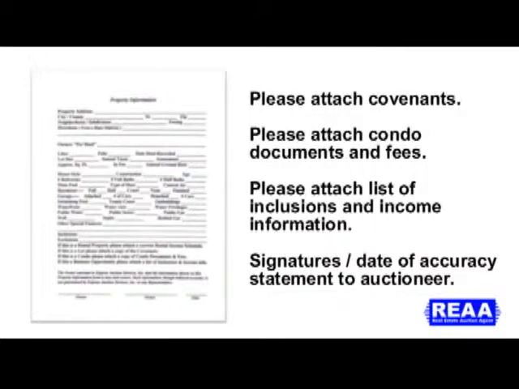The owner will warrant to Express Auctioneers that the information shown on this property information sheet is true and correct. Such information is believed to be accurate but is not guaranteed by the auction company or any representative. It's for informational purposes only.